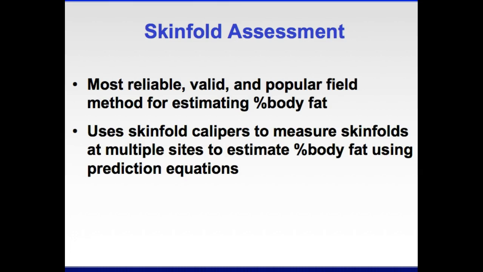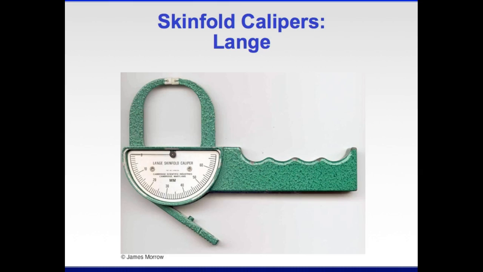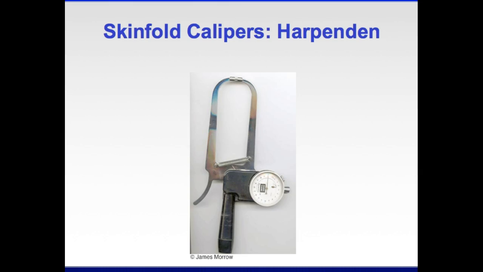Skin fold assessment is the most reliable, valid, and popular field method for estimating percent of body fat. It uses skin fold calipers to measure skin folds at multiple sites to estimate percentage of body fat using prediction equations. There's a skin fold caliper. There's another one.